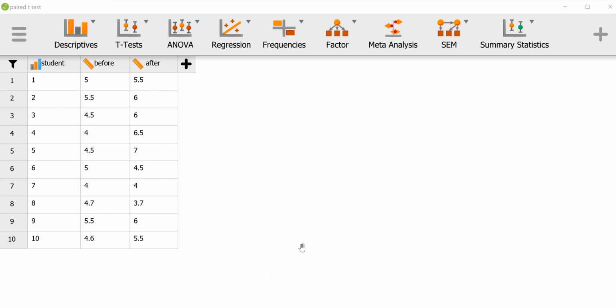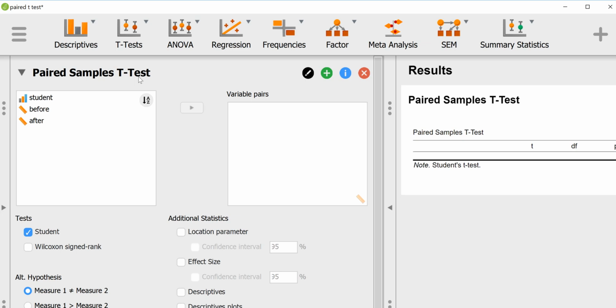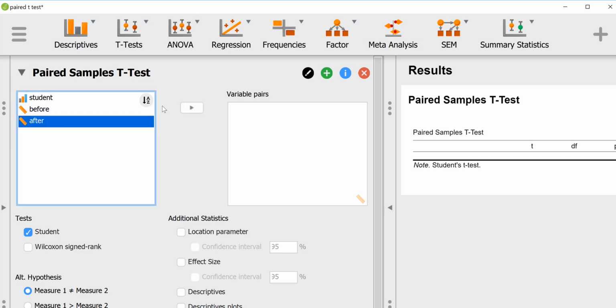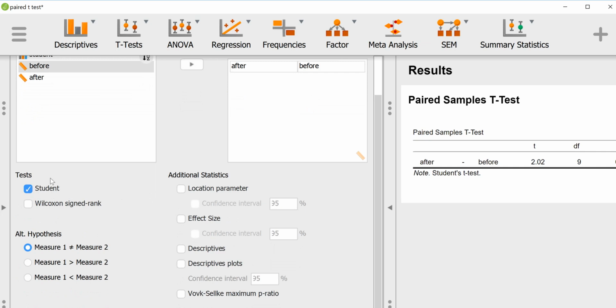And to conduct a paired samples t-test in JASP, you just go to the t-test drop down, click on paired samples t-test, and enter in the variable pairs. Since this is before and after, I'm going to enter after first, and then before is the variable pair I want to compare, and I'll leave it alone as a Student's t-test.